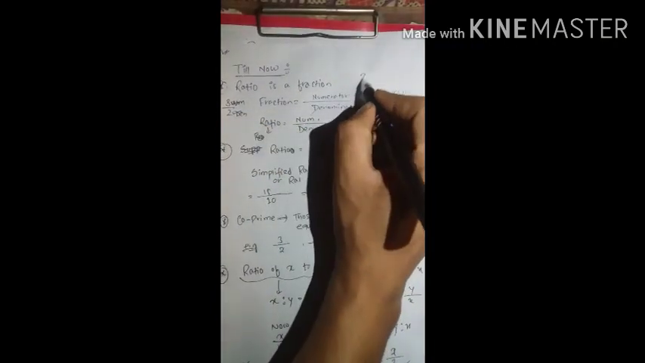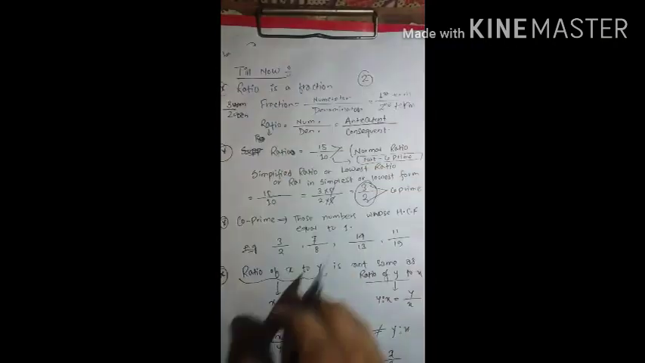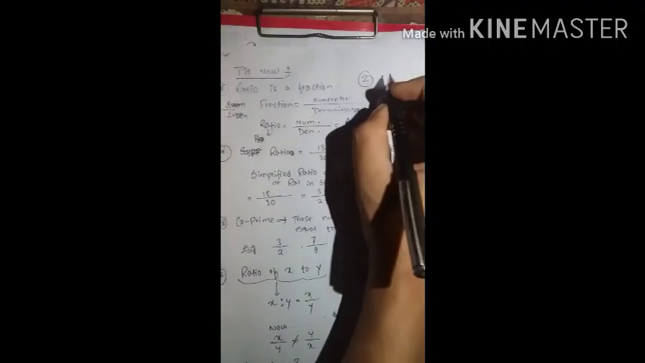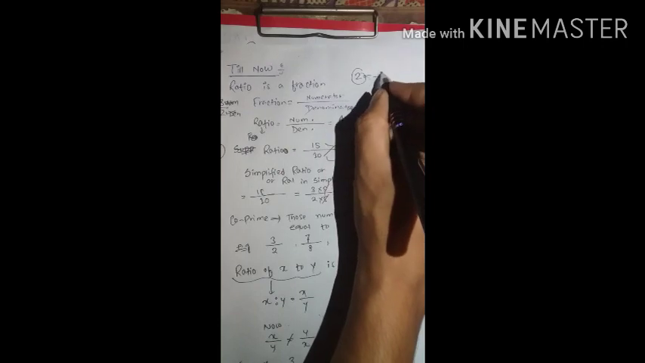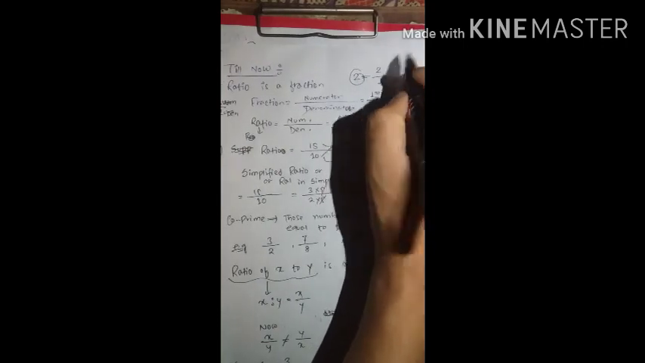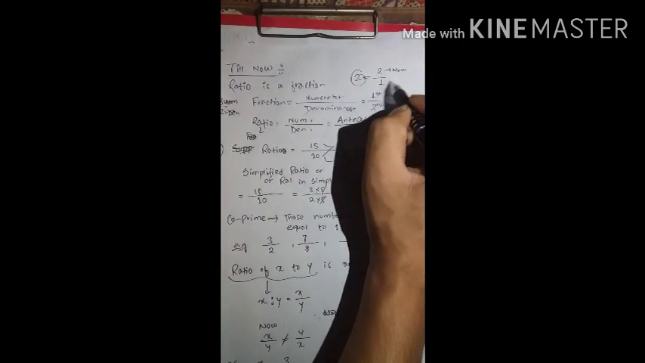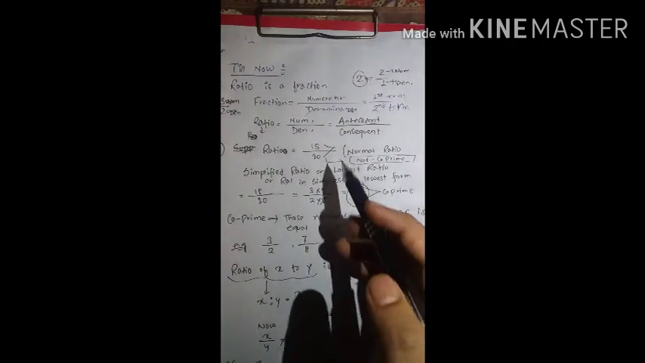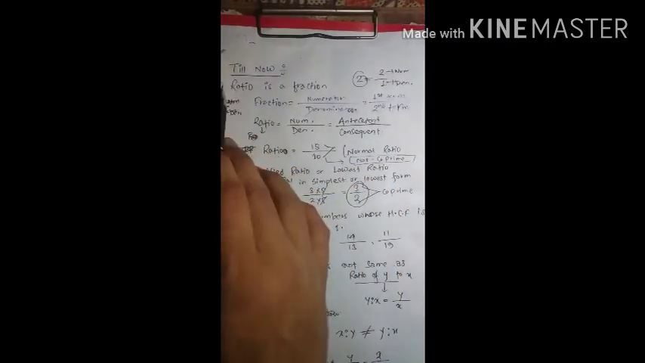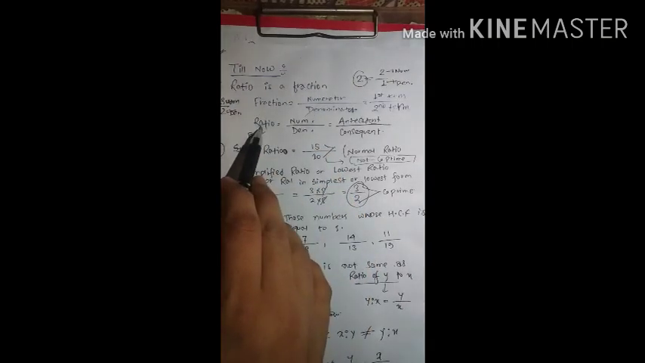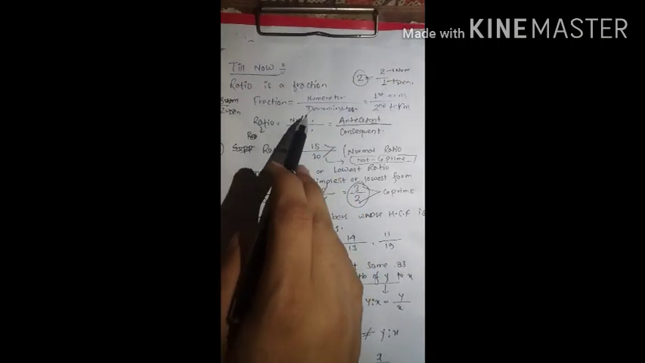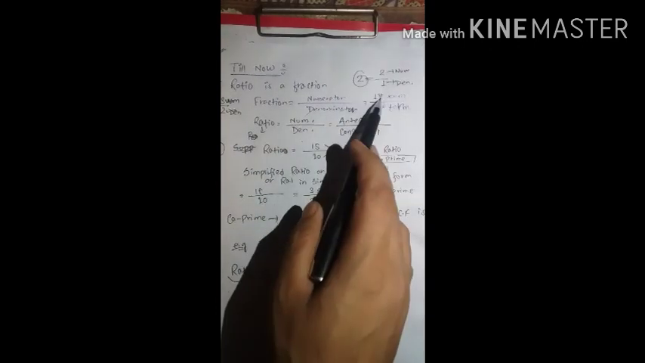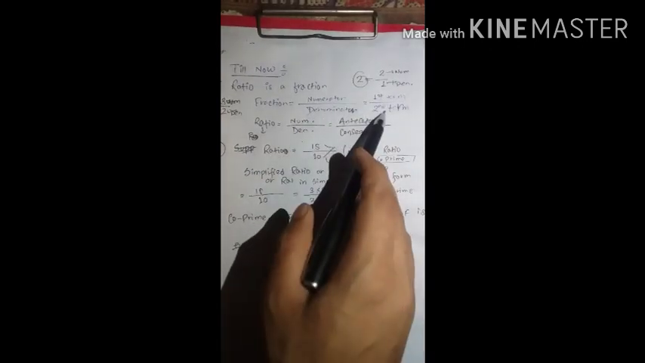Suppose 2 is written, so is 2 a fraction? Yes, we can say that 2 is in the form of a fraction, because 2 can be written as 2 by 1. Now 2 is the numerator and 1 is the denominator. Since we know ratio is a fraction, ratio should also be in the form of numerator by denominator. The numerator is the first term and the denominator is the second term.